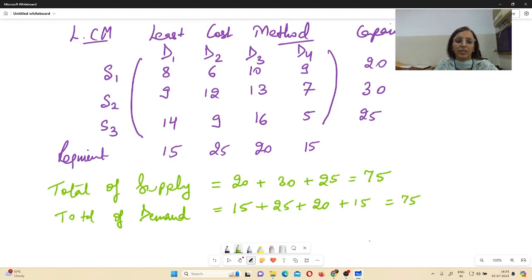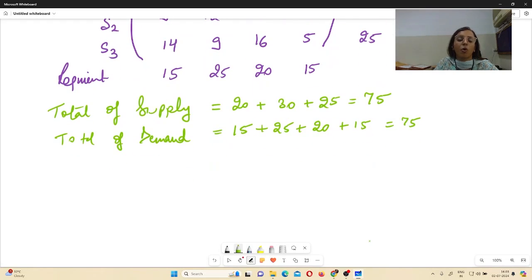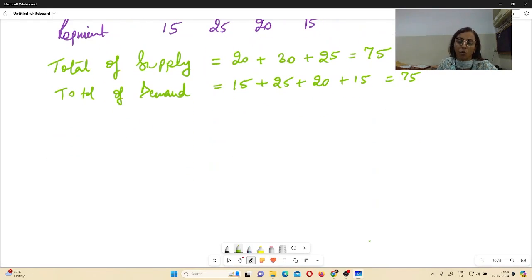Now we are doing this by the least cost method. So in the least cost method, what do we have to do? We have to find the least cost cell from all the rows and columns. So write the question again, like here it is S1, S2, S3. Yes, we can do it in that matrix also.